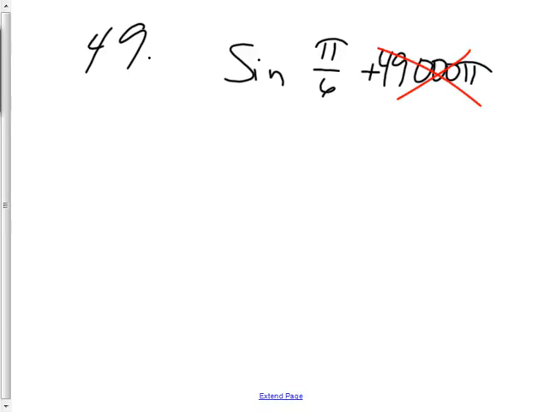They're going to ask you sine of pi over 6 plus 4900 pi. Why do you think I can just cross out the 4900 pi? Because it's a lot like a whole bunch of 2 pi's, right? And if I go around 2 pi, it doesn't do anything. If I go around another 2 pi, I'm just going around the circle again. Doesn't do anything. So if this is an even number, you cross it off.